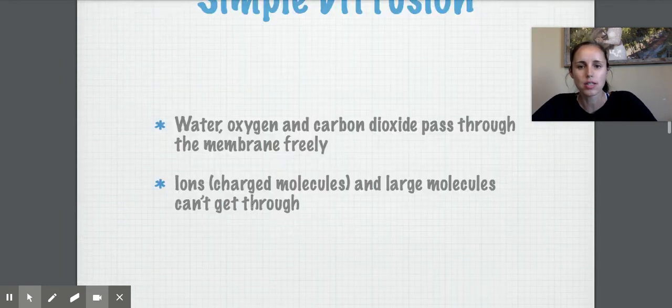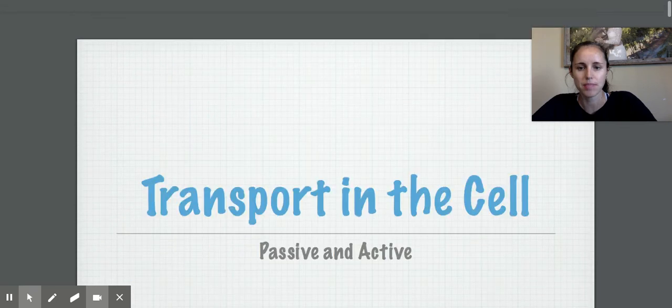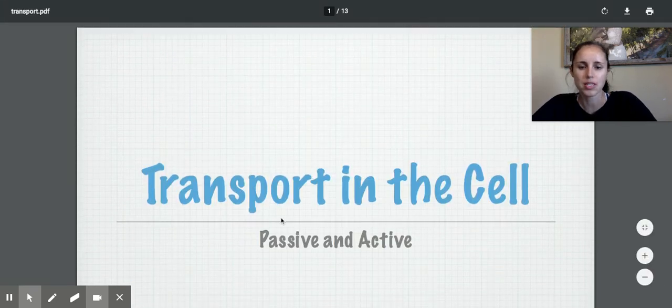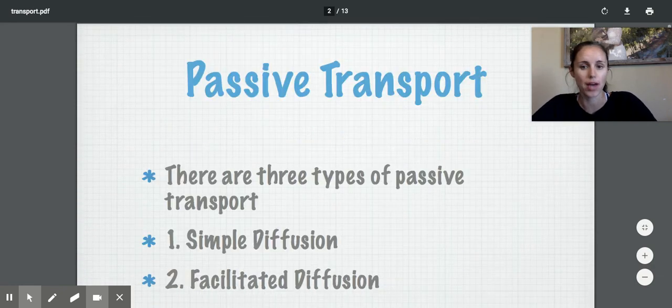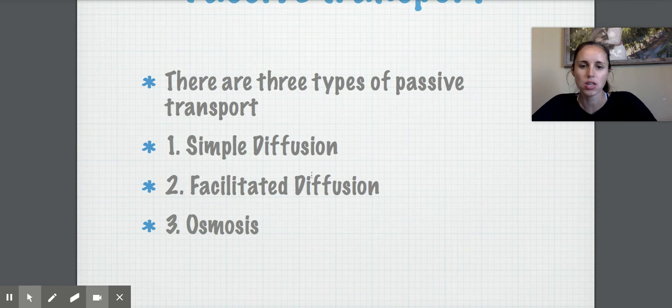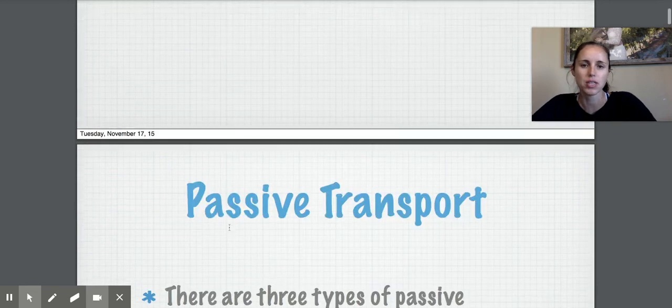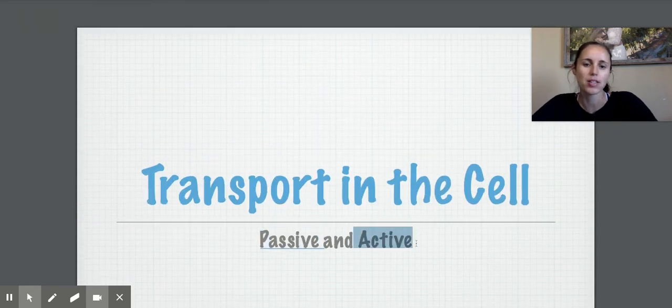So those are all our types of passive transport that we see. In terms of transport in the cell, we've got passive transport and we've got active transport. Passive transport, which involves no energy, we looked at simple diffusion, facilitated diffusion, and osmosis. Active transport requires energy, and that is something we will deal with in grade 11 biology. So now that you understand transport, you are ready to start understanding the systems in the body.